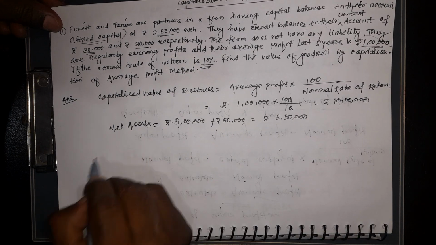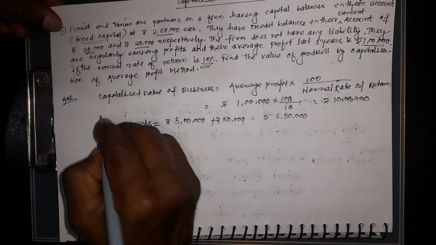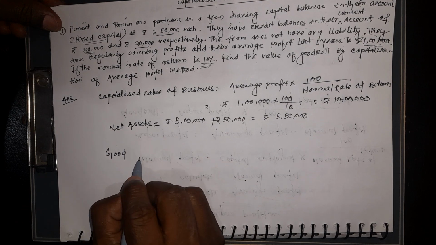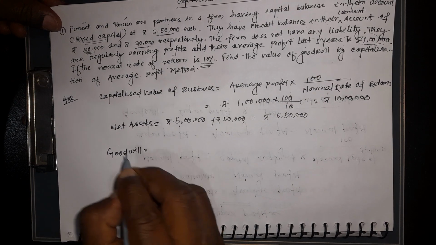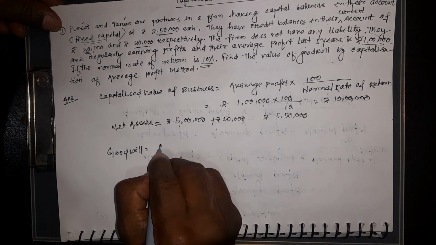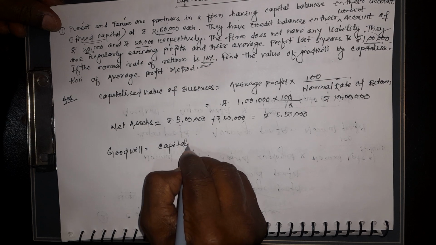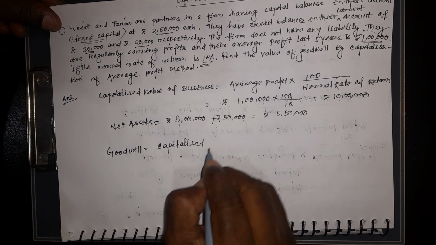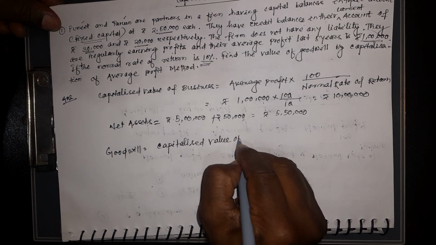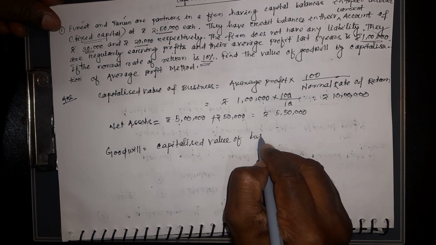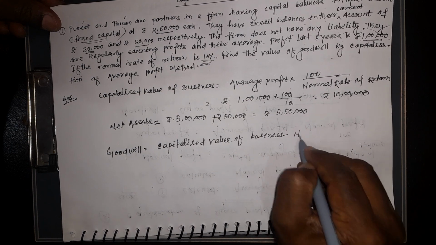Clear? Then we will calculate the value of goodwill. After getting the capitalized value of business and net assets, we will calculate the value of goodwill. Goodwill equal to, first we will write the formula, capitalized value of business minus net assets.